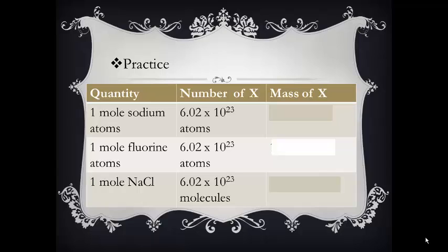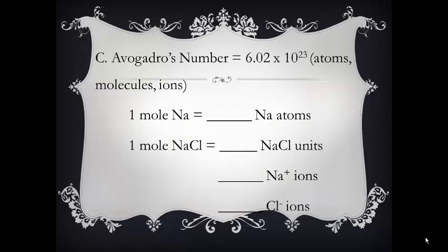Mass of whatever. So a mass of sodium. Go to your handy dandy periodic table. You would have 23 grams per mole. Fluorine's around 19. And then sodium chloride, again, remember from last section, add up sodium, add up chlorine on the periodic table, you get 58.5 grams per mole.